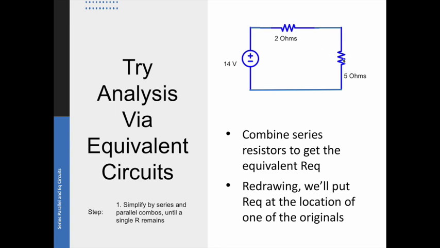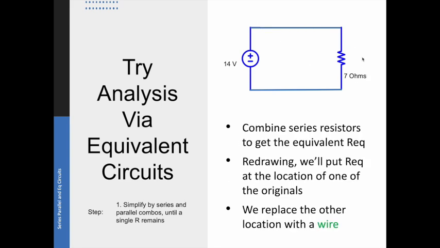We're going to combine those to get the equivalent. Then we're going to redraw, and when we redraw the equivalent, we'll put REQ at the location of one of the originals. Putting REQ here, making this resistor now 7 ohms, we then replace the other location with a wire. That's because they were in series.